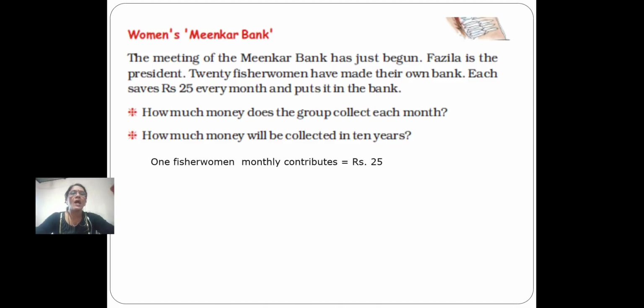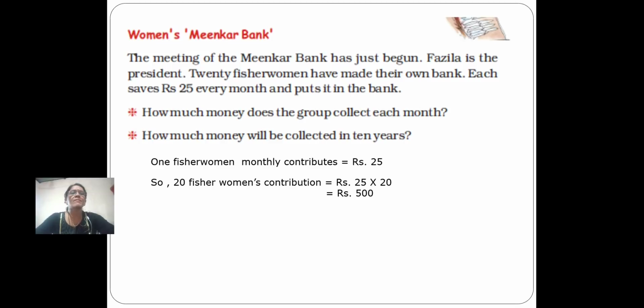Now, one fisherwoman monthly contributes how much? Rupees 25. Who is the president of the bank? Fazila. So, one fisherwoman monthly contributes rupees 25. So, 20 fisherwomen's contribution is 25 into 20. What is the answer? Rupees 500.